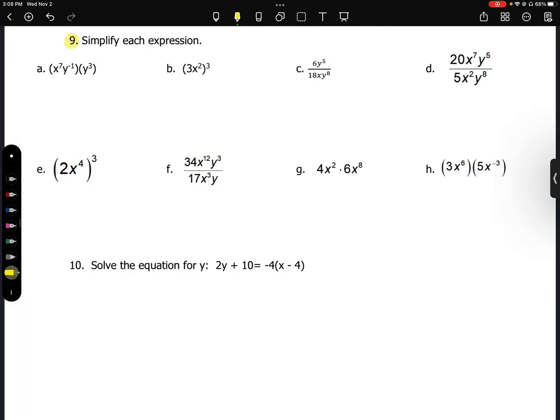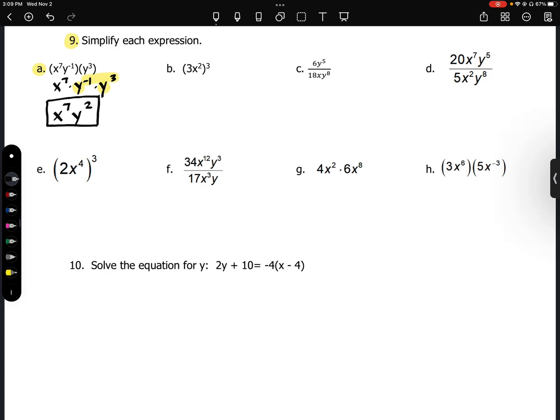Problem number 9 from the Chapter 3 closure packet states, simplify each expression. So starting out here, we've got letter A. We have x to the 7th times y to the negative 1st times y to the 3rd. In this case, remember when we are multiplying two numbers with the same base, we end up adding the exponents. Since there's nothing being multiplied for x, we'll just leave that as x to the 7th. And then we've got y to the negative 1st plus 3 is going to end up being 2. So we get x to the 7th, y to the 2nd. And that is our answer.